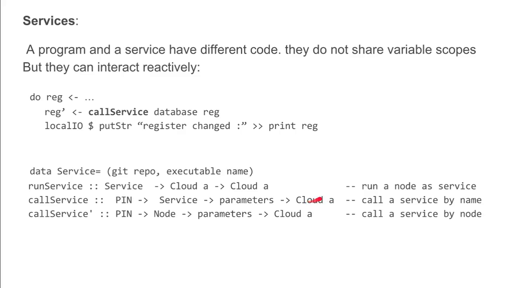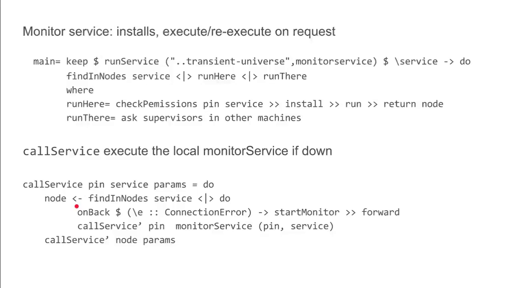Call service is a specialization which sends to a node that we know holds these services the same parameters and returns the same result. So there is something between this and this that intermediates between them, which is the monitor service. The monitor service is a special service that maintains other services, even executes them and even installs them.